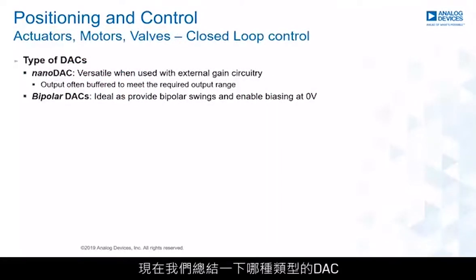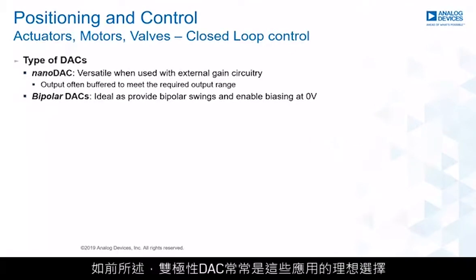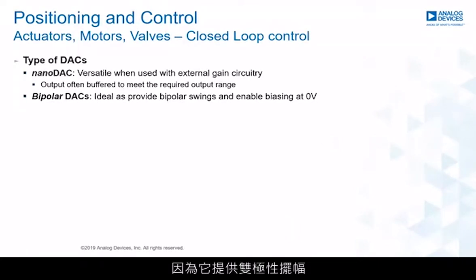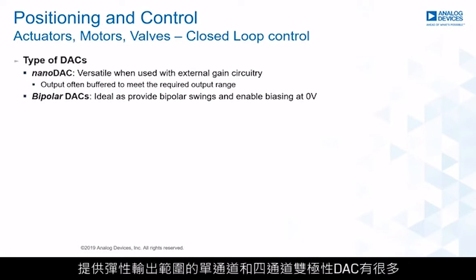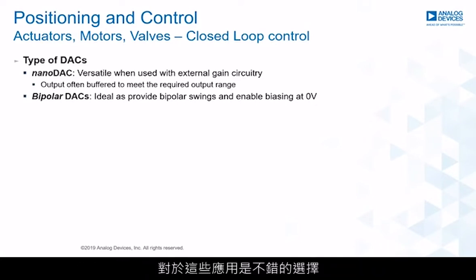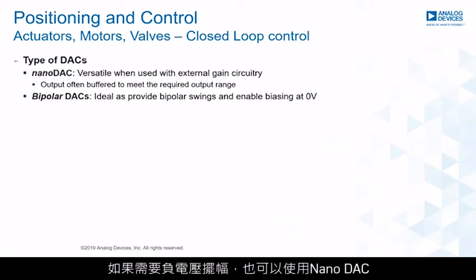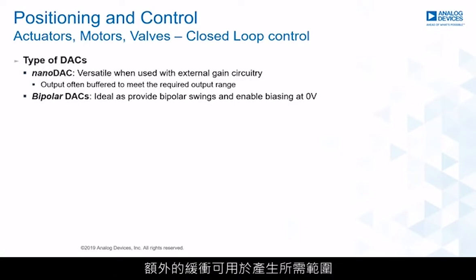Let's summarize now what type of DACs are best for position and control in control loop systems. As noted, bipolar DACs are often ideal in these applications as they provide bipolar swings of ±10 volt, ±5 volt, and enable biasing at 0 volt, which is often required for actuator or sensor biasing. There is an extensive portfolio of single and quad bipolar DACs with flexible ranges, which could make a nice option in these applications. Nano DACs can be used here, and if the negative voltage swings are needed, additional buffering can be used to generate the required ranges.